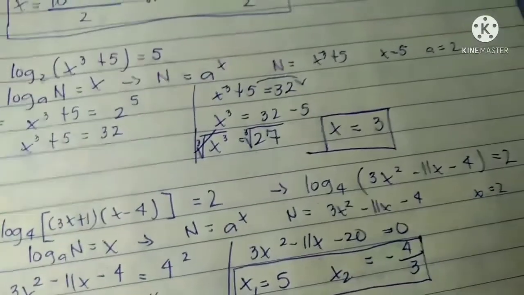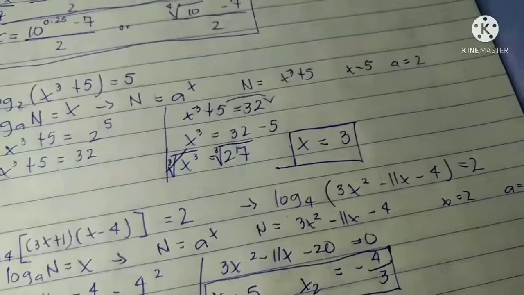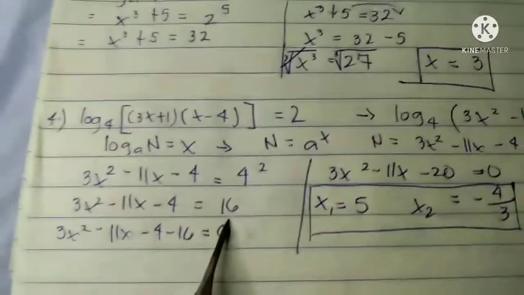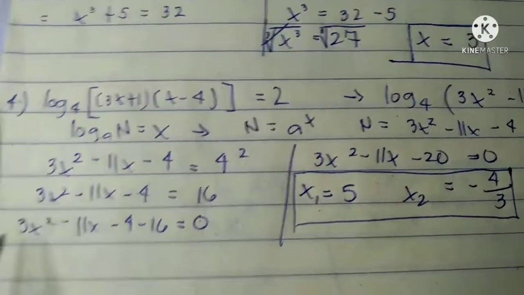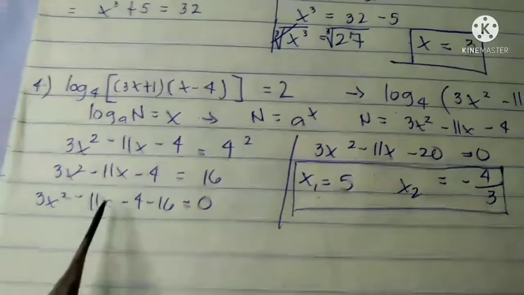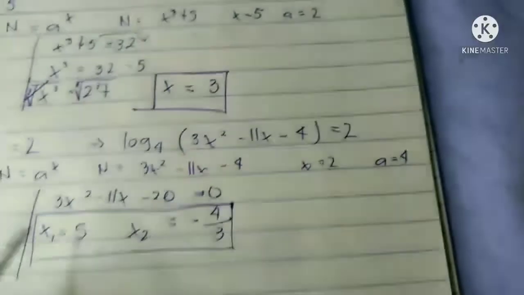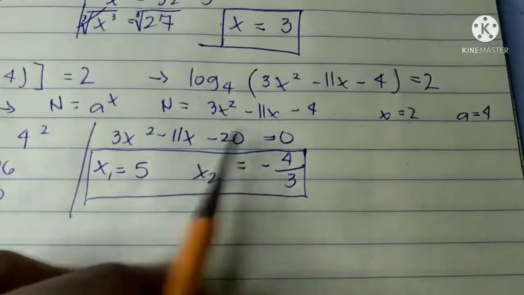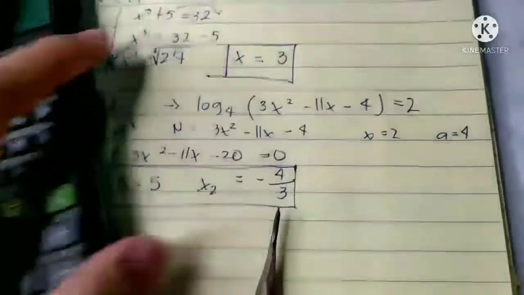Then we simplify, and we will get 3x squared minus 11x minus 4 is equal to 16. Then we transpose 16 to the other side and put this equal to 0. Then we have 3x squared minus 11x minus 4 minus 16, which is 3x squared minus 11x minus 20 equals 0. To get the x, we can use our calculator.